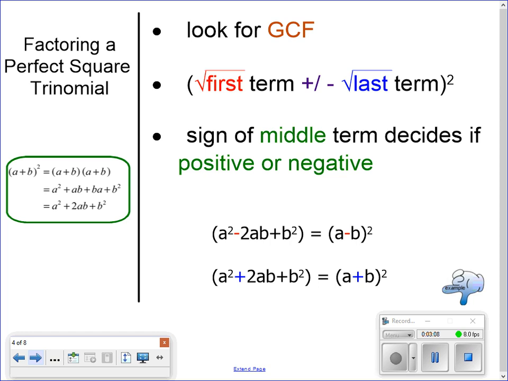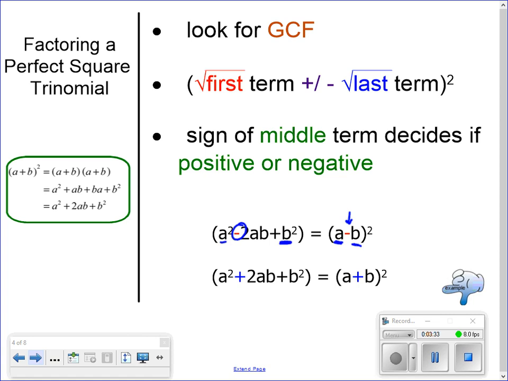So for a squared minus 2ab plus b squared, when I factor this perfect square trinomial, I take the square root of the first term, the square root of a squared, which is a, and the square root of b squared, which is b. Because there's a minus in the middle, I need to subtract, so we're going to have a minus b squared.